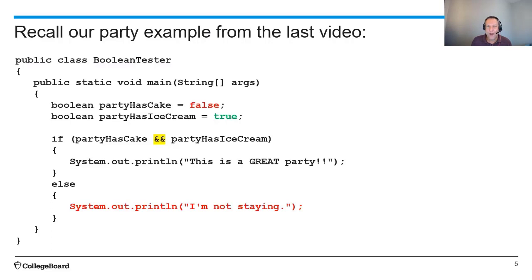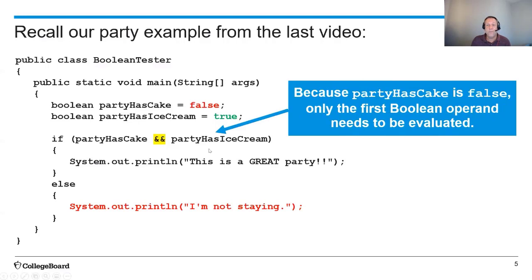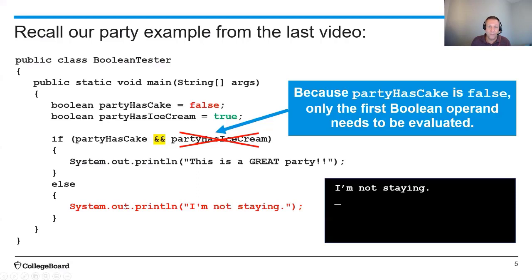But do I even have to bother checking for ice cream at that point? Because I know I need both and there's no cake. So at this point, I don't even care if there's ice cream or not. It's not going to change my mind about this being a great party or not. And I'm leaving, I'm not staying. So as soon as I determine that party has cake is false, I don't need to check the rest. Because party has cake is false, I don't need to check the second Boolean operand. I only need to check the first one. So it doesn't matter if party has ice cream is true. It's going to immediately skip over the if and go to the else and print out I'm not staying.